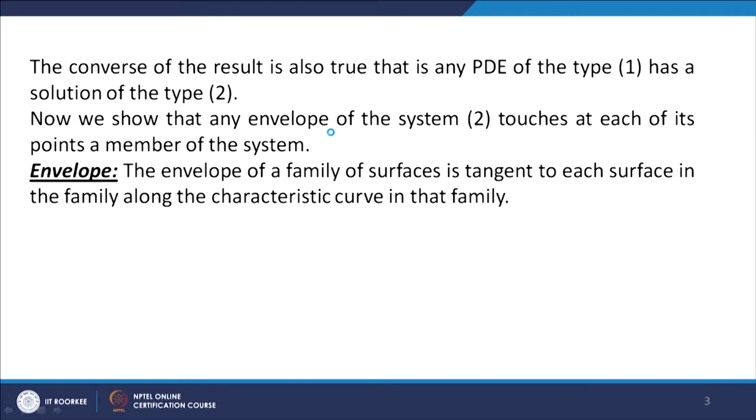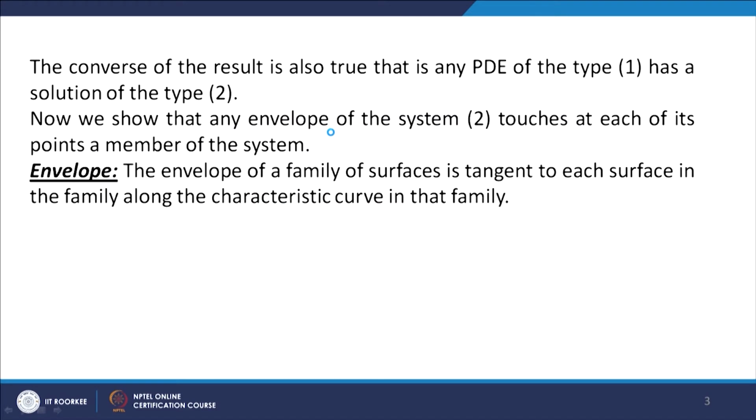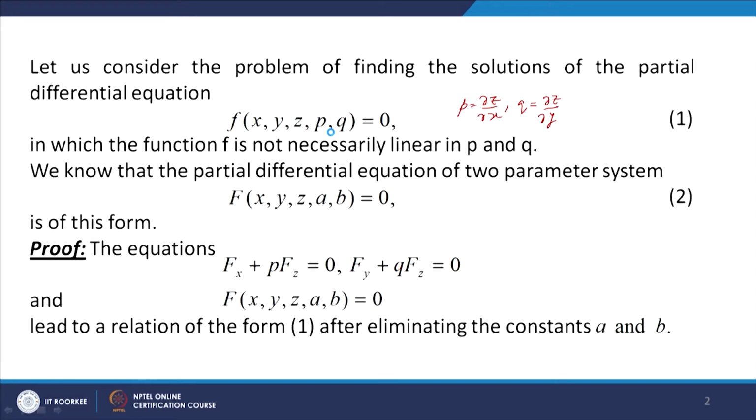The converse of this result is also true, that is, any PDE of the type 1, f(x, y, z, p, q) = 0, has a solution of this type, f(x, y, z, a, b) = 0. Later on in this course you will be taught the methods by which we can find the solution of f(x, y, z, p, q) = 0 in the form 2, that is capital F(x, y, z, a, b) = 0. So, the converse also holds true.